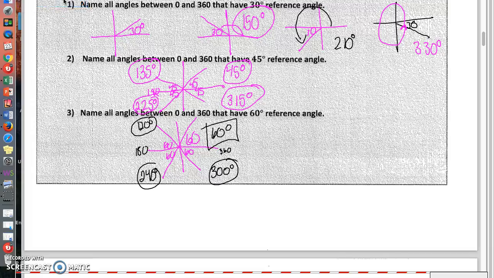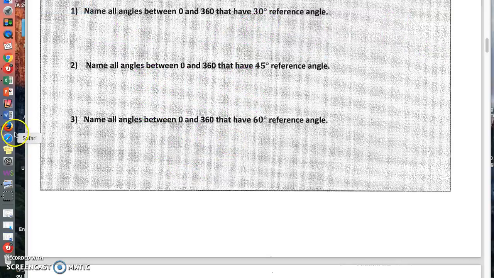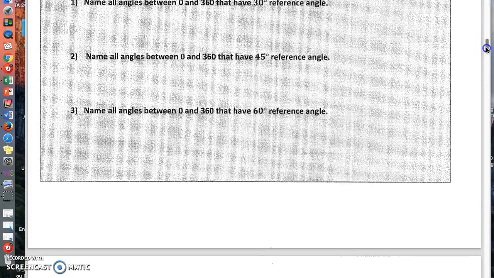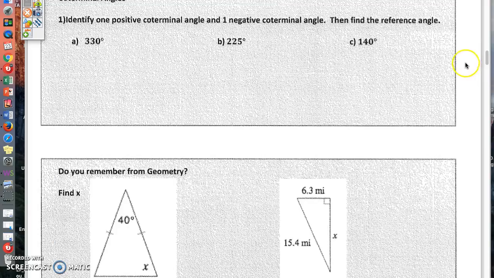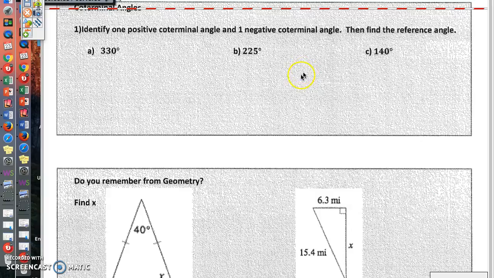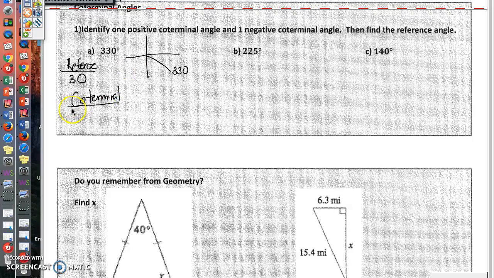So, next thing we're going to do is we'll have to bring this back up again. We're going to take a look at some coterminal angles and that vocabulary. And we talked a little bit about this earlier, where we said coterminal was that same terminal side. So what it says here is identify one positive coterminal angle and one negative, and your reference. So where is 330? Well, 330 is right here. Reference would be really easy because it's 30 degrees away. And then our coterminals. Well, to get back to that same spot, we just have to add 360.